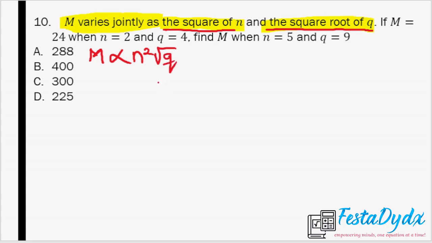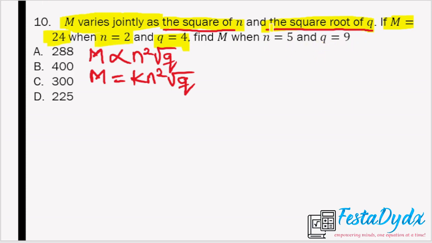So I'm going to introduce our constant, which is going to be m equal to kn square square root of q. Now we are going to look for the constant, so we'll be able to get the relationship joining this variation together. The next thing says, if m is equal to 24 and n is equal to 2 and q is equal to 4, we should find m when n is equal to 5 and q is equal to 9.